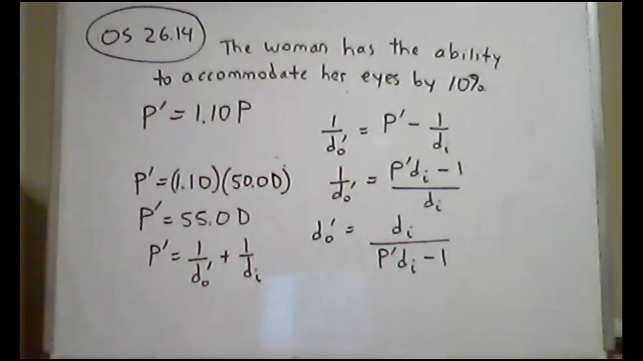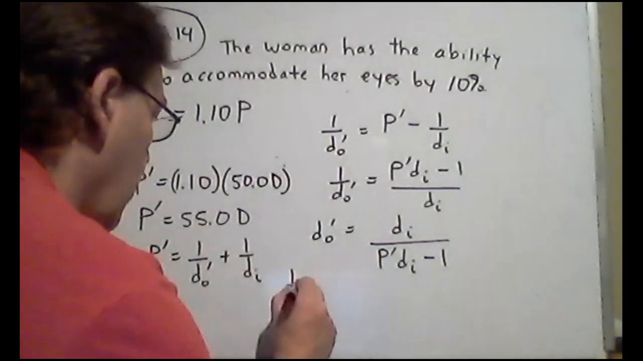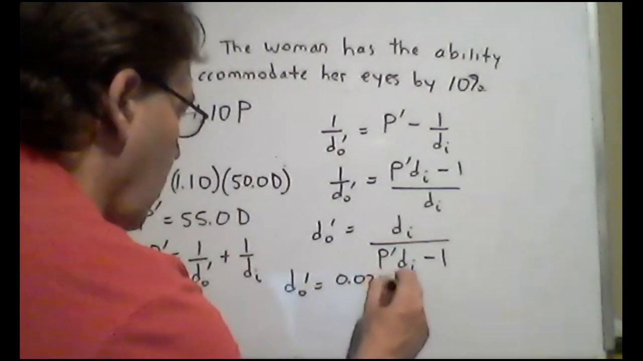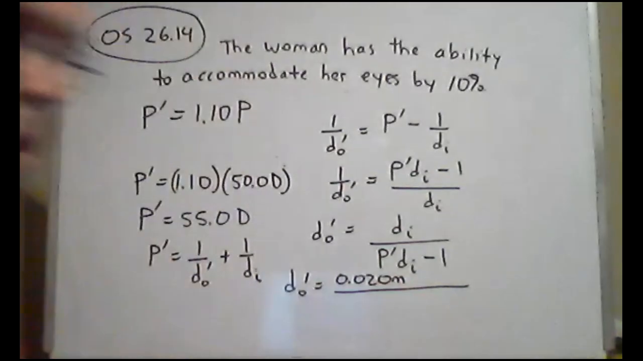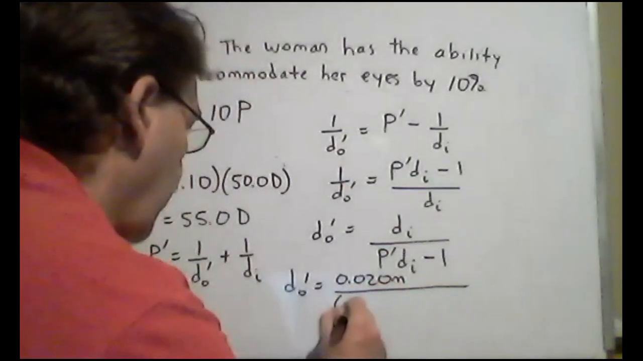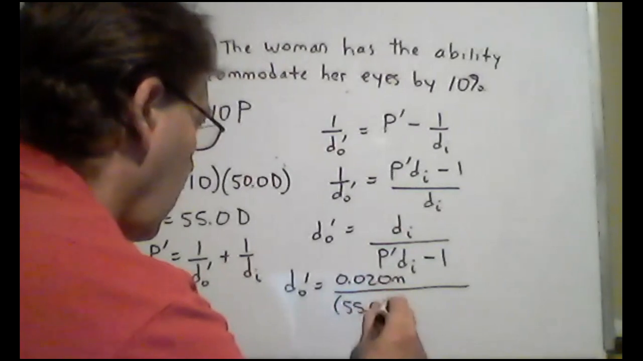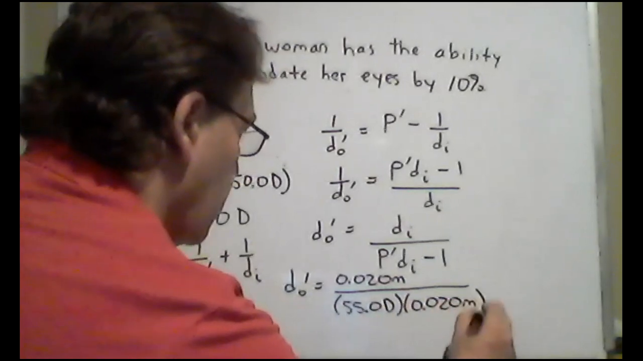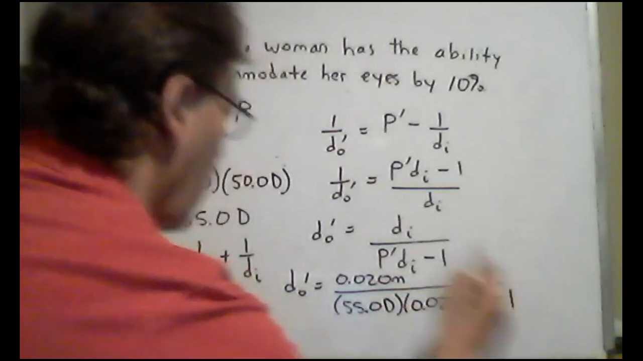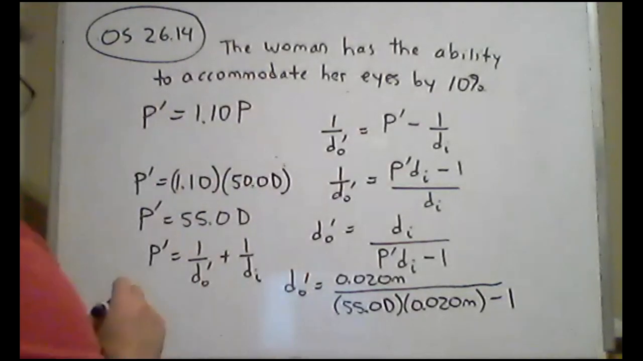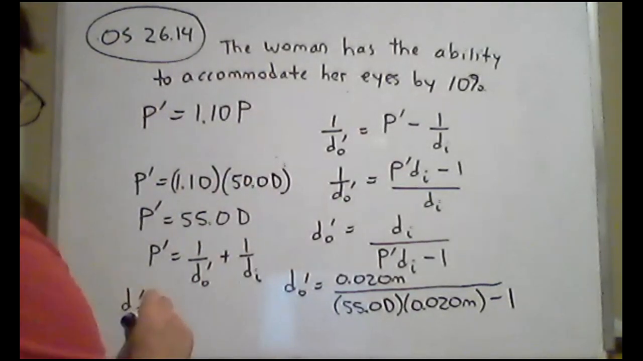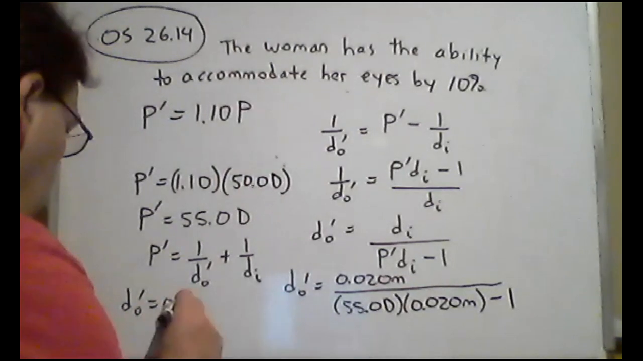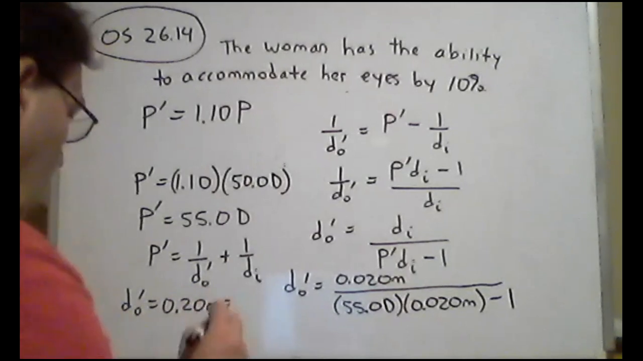All right, so plug in numbers now. D sub O prime is going to be the lens to retina distance, 0.020 meters, divided by 55 diopters times 0.020 meters minus 1. And we find out that D sub O prime, her near point, she's very fortunate, is 0.20 meters or 20 centimeters.